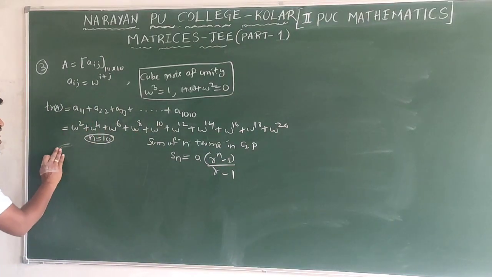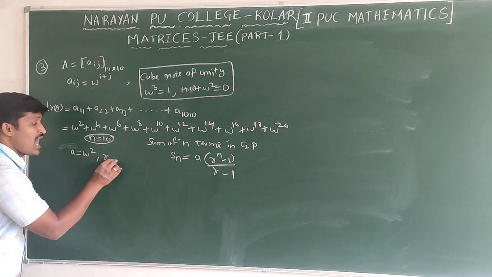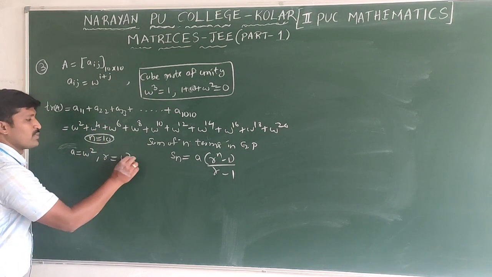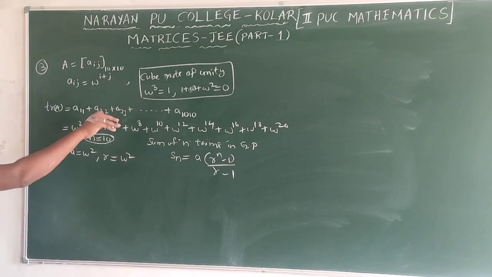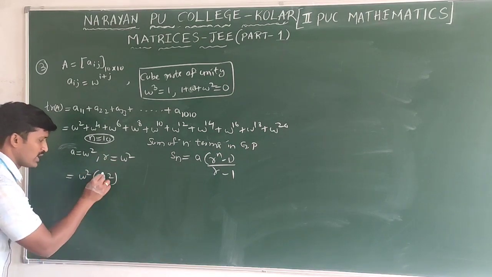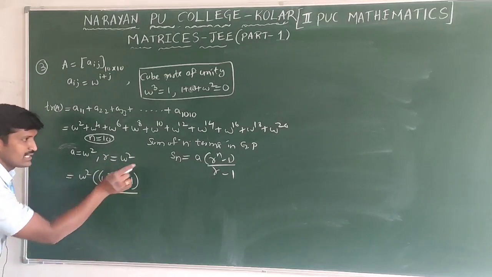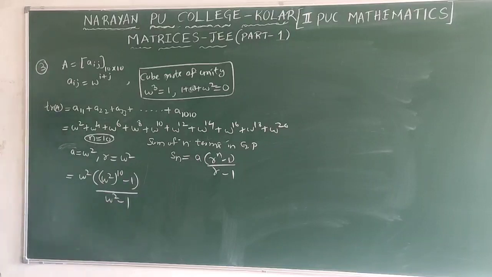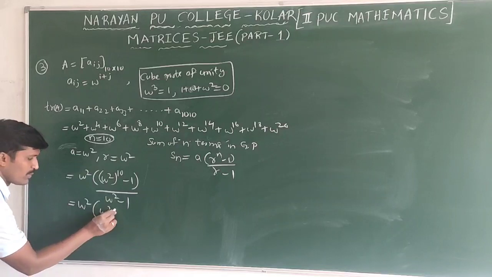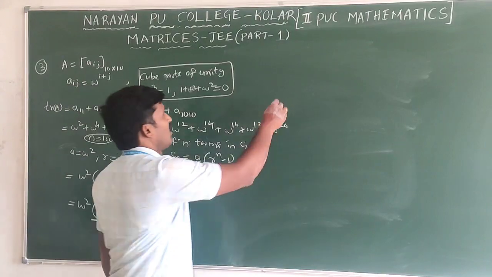No issues. Here the first term A is omega square. R is the common ratio, second term by first term, that is also omega square. Now come to the values. Using the Sn formula, A is omega square into R, omega square whole power n, which is 10, minus 1, by omega square minus 1. If you simplify this, omega square into omega power 20 minus 1 by omega square minus 1. And come to next.